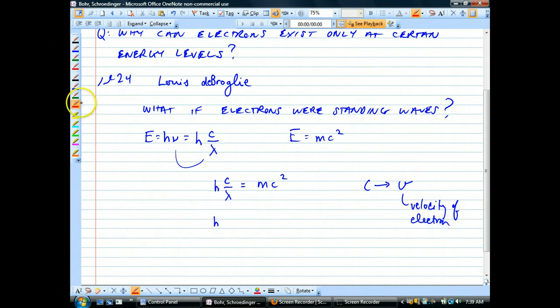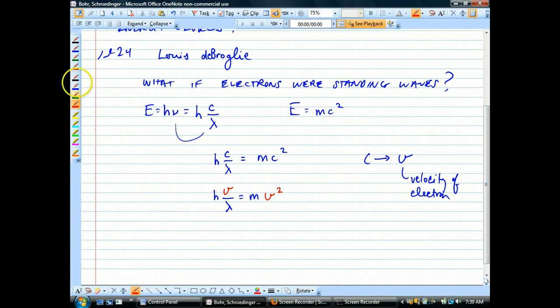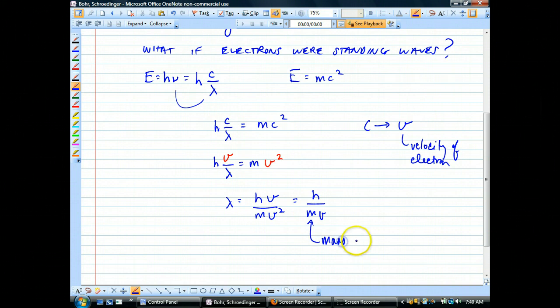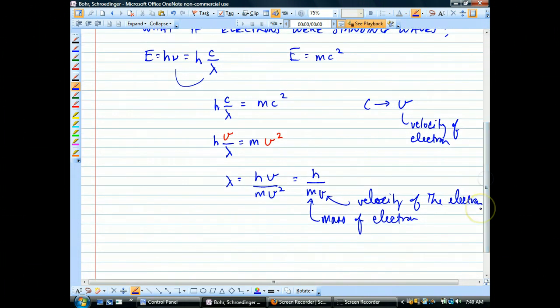So let's just go in here, and now I'm going to put in velocity wherever I had the speed of light. Now that's the speed of the electron. Now let's just solve for, we don't have to do this, but we'll solve for the wavelength now. Wavelength would be equal to hv over mv squared. One of those velocities would cancel, so I would have h over mv, where m is the mass of the electron, and v is the velocity of the electron.